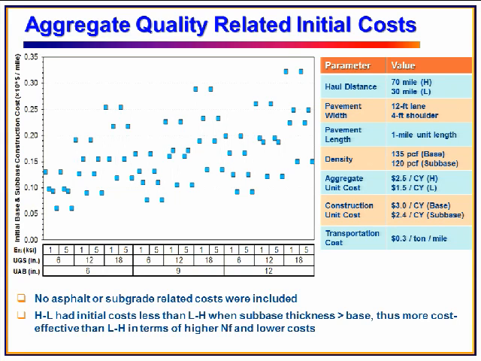As you can see, when the subbase thickness is larger than base thickness, if we use high quality base and low quality subbase, that will reduce the initial construction cost. This way, it can be more cost effective in terms of fatigue cracking and initial construction costs.